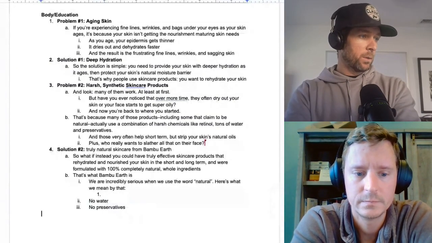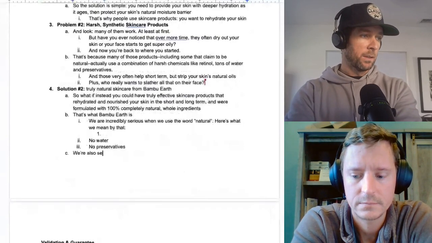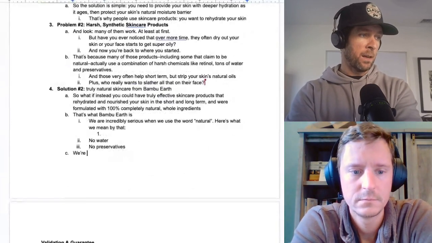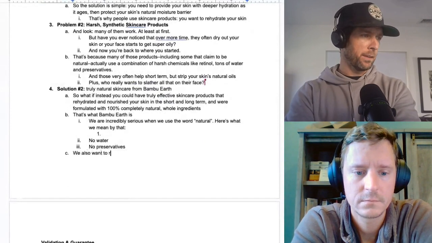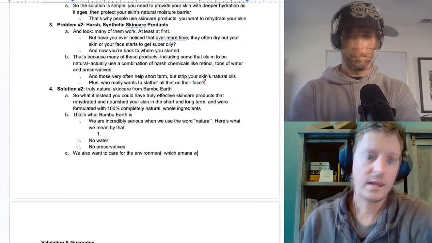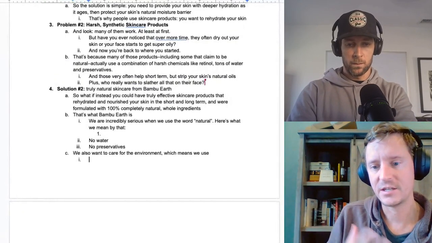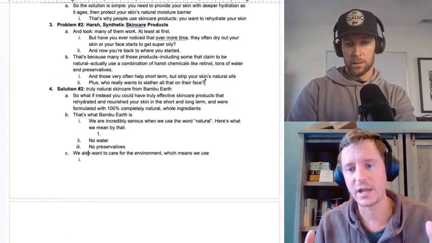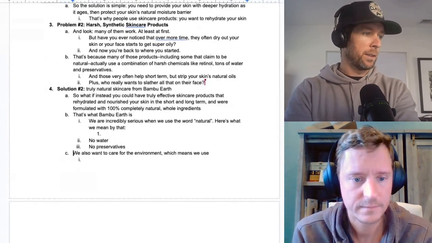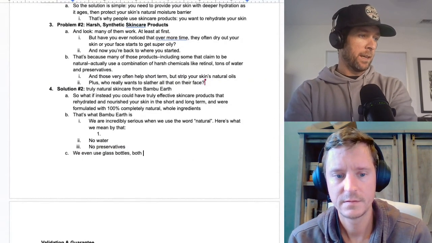So we're also sensitive to the environment. We also want to care for the environment. Actually, it's both: people don't want their skincare products sitting in plastic, in addition to the environmental concern. Some people care about different concerns. So let's do it like this: we even use glass bottles, so that we care for the environment.